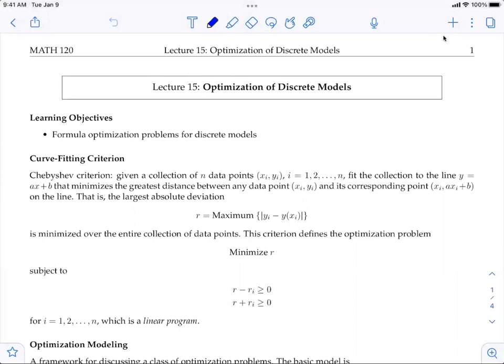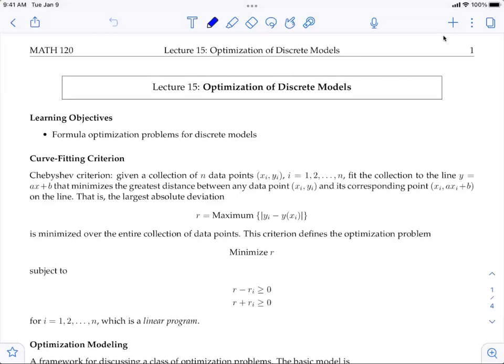So this criterion says that given a collection of n data points of the form x sub i, y sub i, you want to fit this collection to a line of the form y equal to mx plus b that minimizes the greatest distance between any data point and the corresponding point that you find on the line. Another way to word this is that the largest absolute deviation, or the residual, the maximum of the absolute deviation, is minimized over the entire collection of data points.